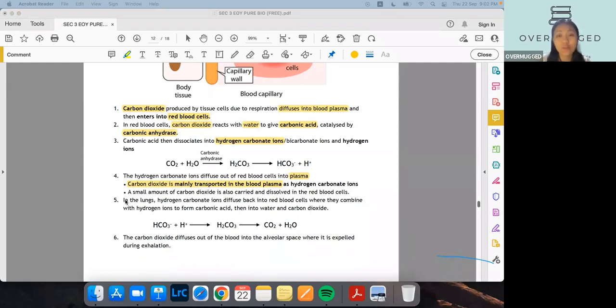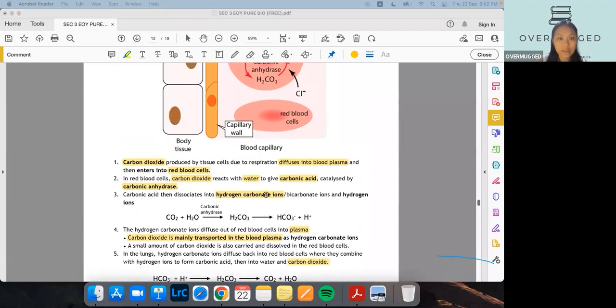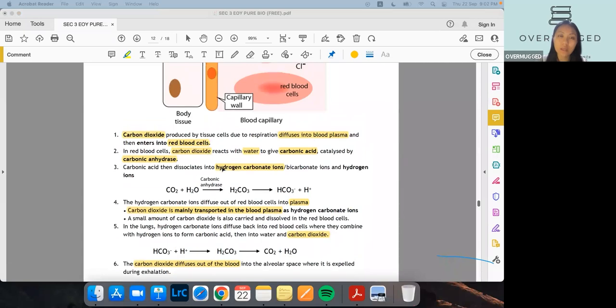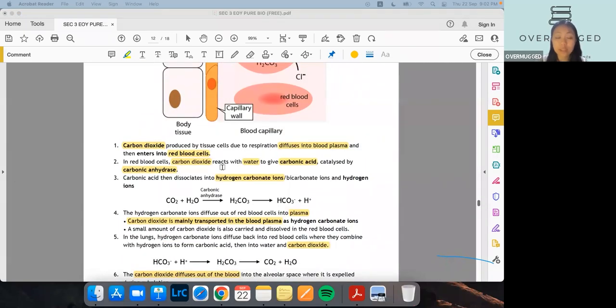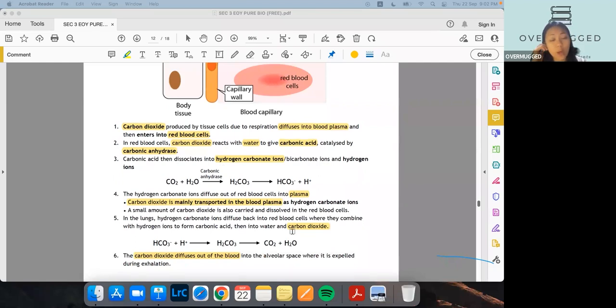Hydrogen carbonate ion diffuses back into red blood cell, combined to form carbonic acid, then into water and carbon dioxide. It's just me trying to get back the reverse reaction to get back to carbon dioxide. And then the carbon dioxide will diffuse out of the blood into alveolar space and then be breathed out, expelled out. So, yeah, that is the process. I think oxygen is simpler, but for carbon dioxide, maybe there are a lot more steps. So make sure you memorize this well, okay?